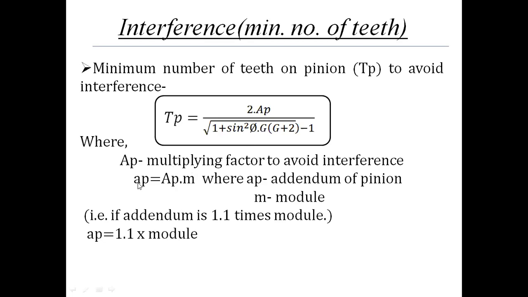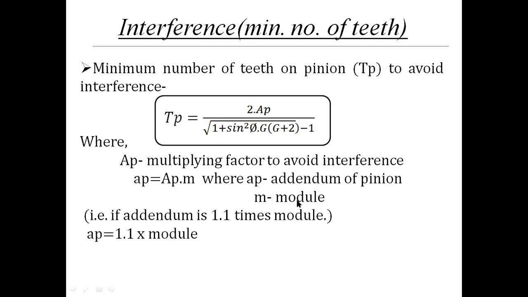Okay, so what is the value of capital A_P? What does it mean, multiplying factor, how much should it be? So small a_P is equal to capital A_P into M, where small a suffix P is the addendum of pinion, and M is the module.